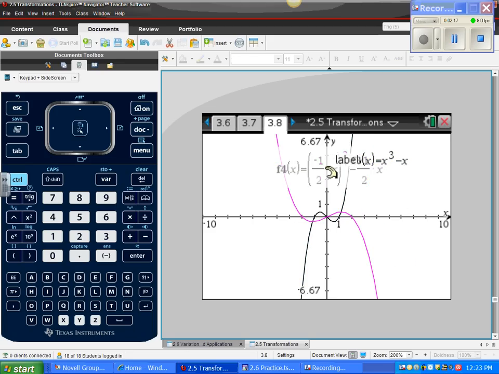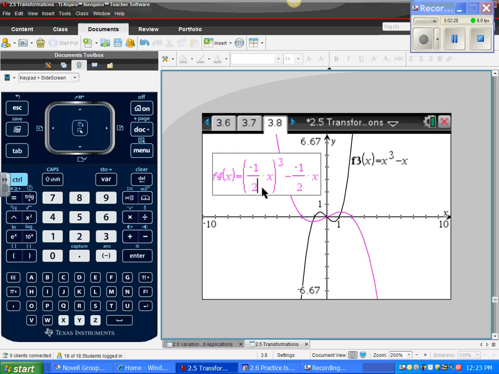Now in this case, let me move these apart so it's easier to see. I've got my original function, x cubed minus x. And now I've got my other function, and my c value this time is a negative 1/2. So again, it's between 0 and 1, so we are stretching horizontally, but by tacking on that negative, we've done something else. We've taken it and we've flipped it across the y-axis as well. So not only has this been stretched horizontally, but it's also been reflected over the y-axis.